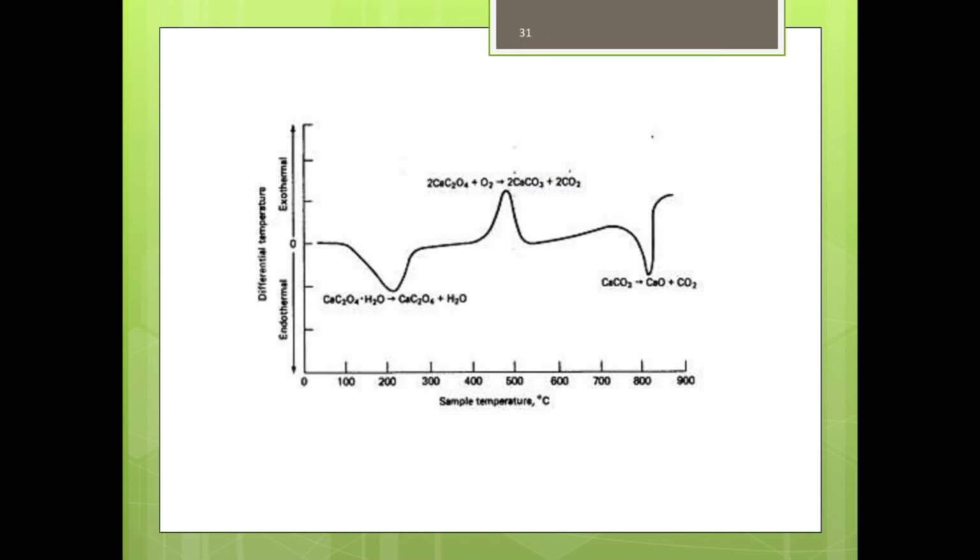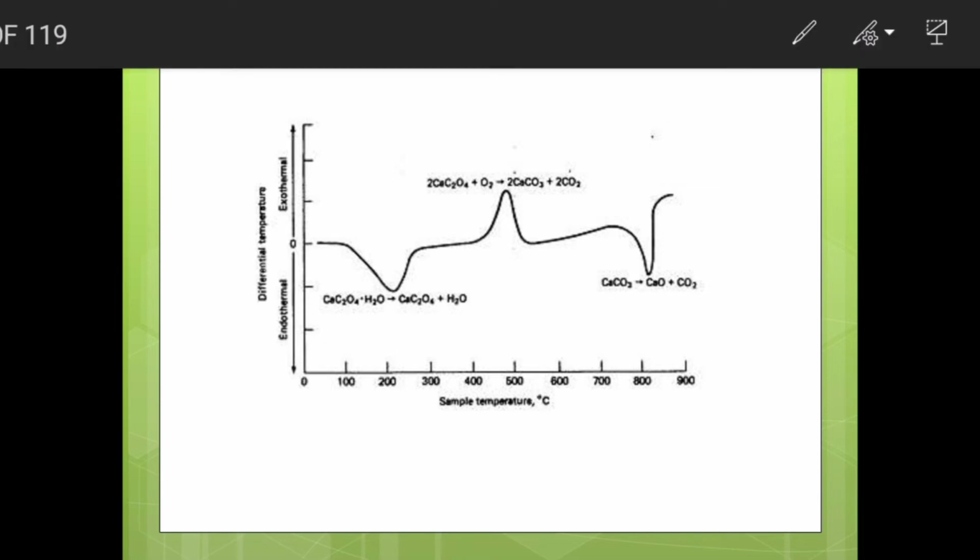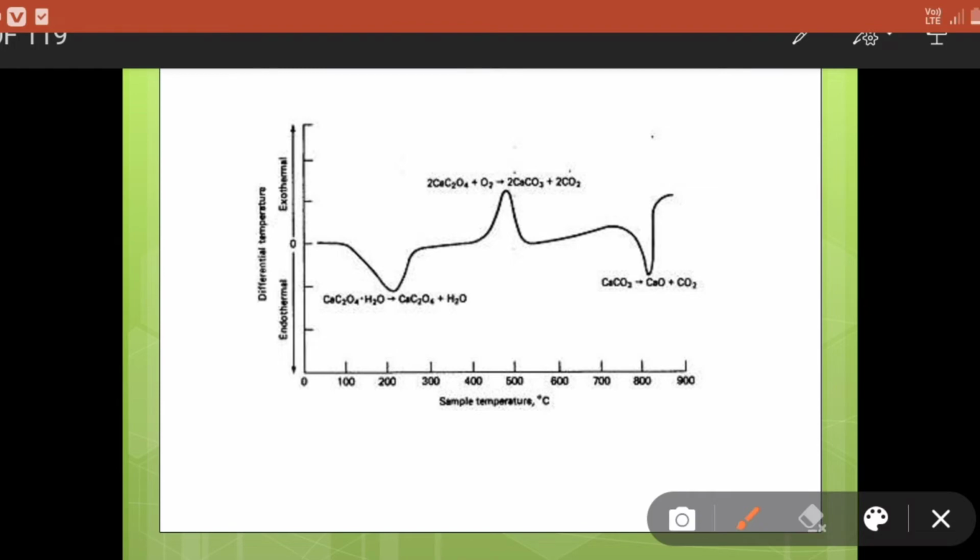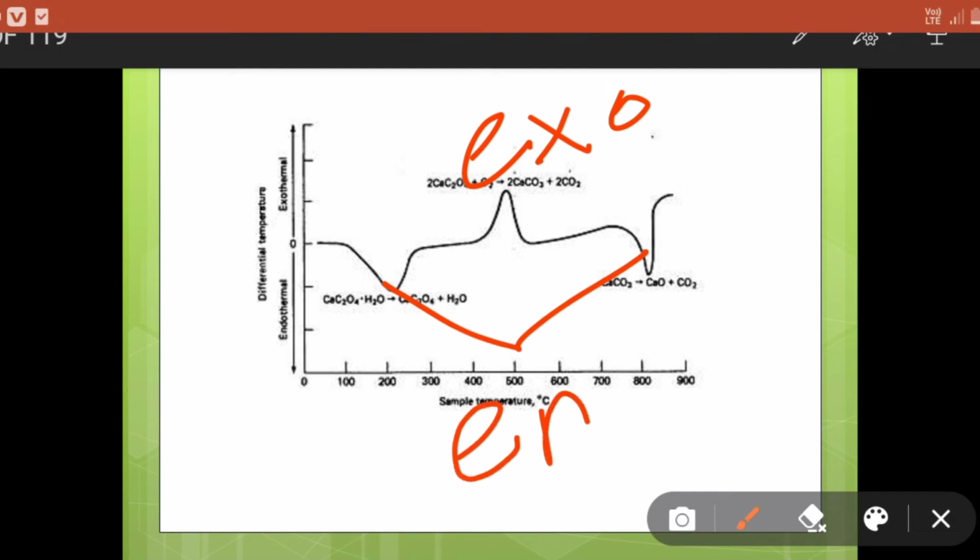Take the example of calcium oxalate monohydrate, here in the presence of air. First H2O, water, is removed, then CO, and then CO2. The CO step is exothermic, while the others are endothermic. The graph is showing this in the presence of air.